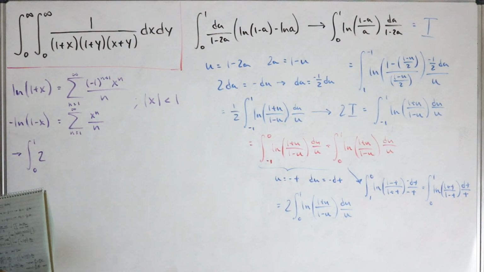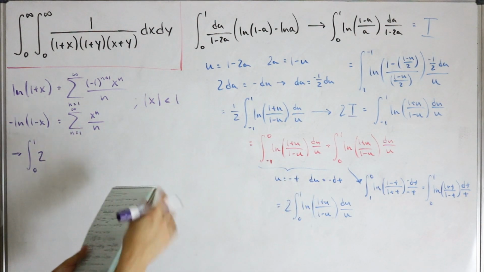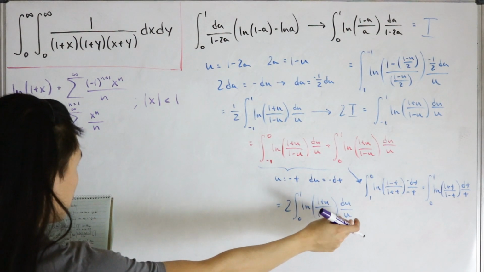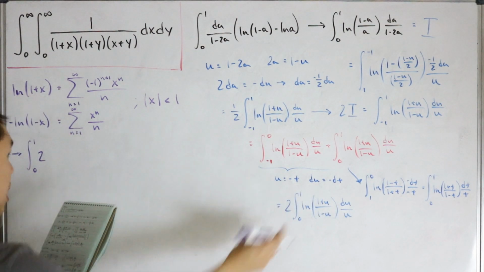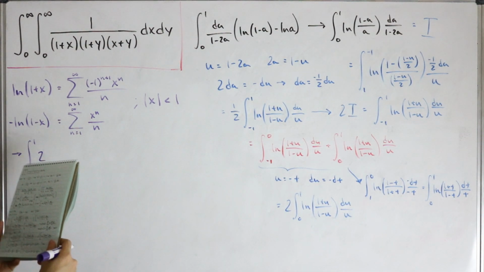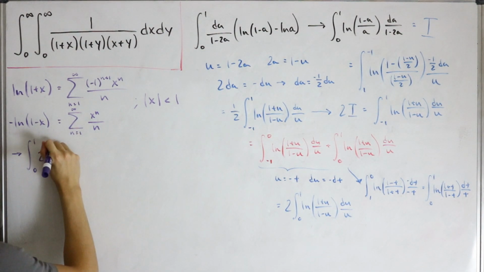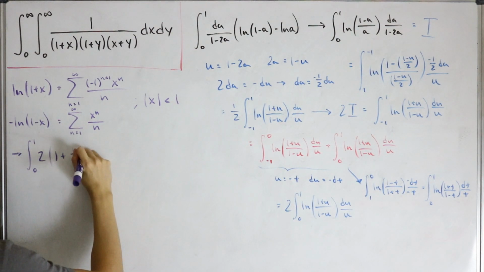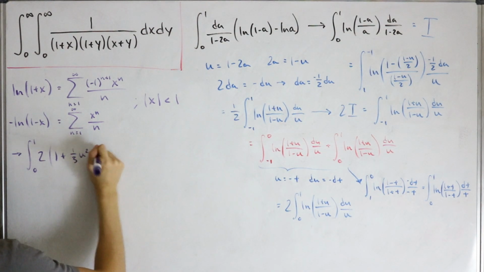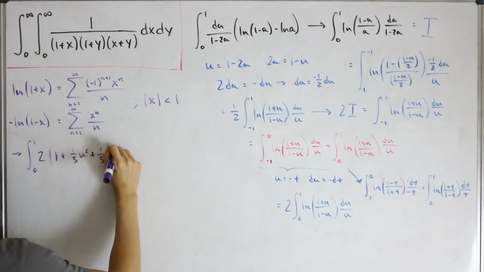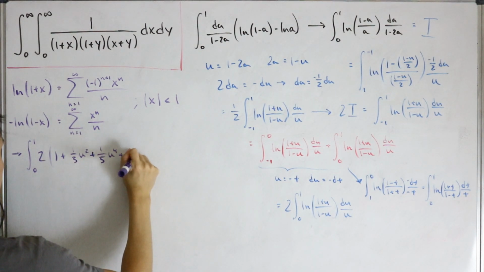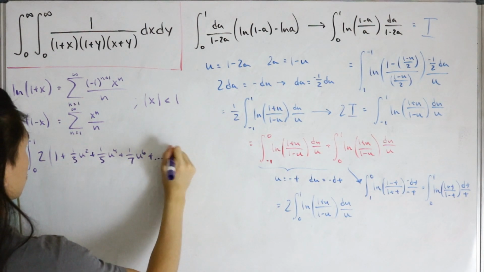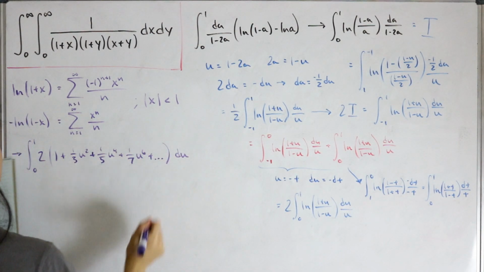And then what we do is follow with that expansion. If you combine everything together, and also distribute the 1 divided by u back into that expansion, you're going to have some terms that cancel. You're going to have 2 times 1 plus 1 over 3 times u squared, plus 1 over 5 u to the power 4, plus 1 over 7 u to the power 6, and so on and so forth, in terms of du.